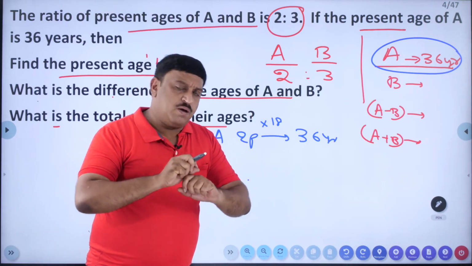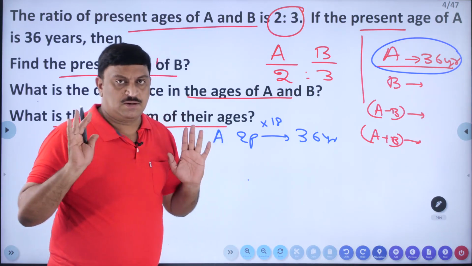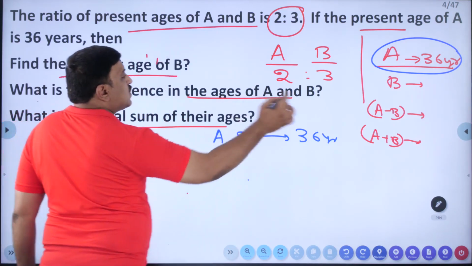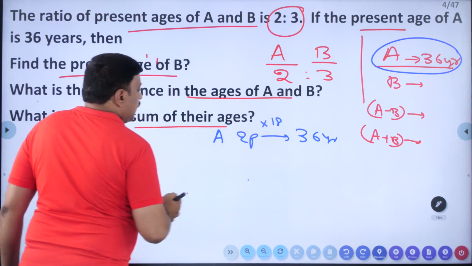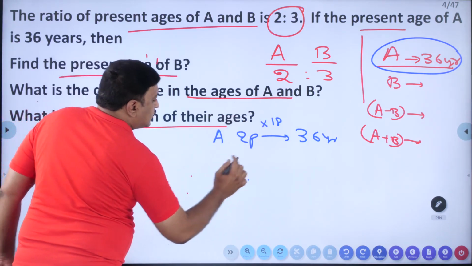Once this one is over, your job is 90% done. It is not half done, 90% done. Right? Now see this. What is the question? They are asking for B now. Let us take B.